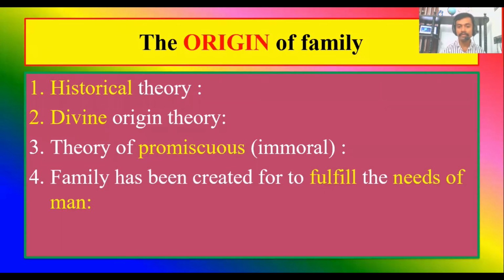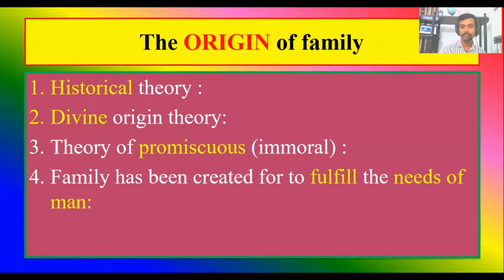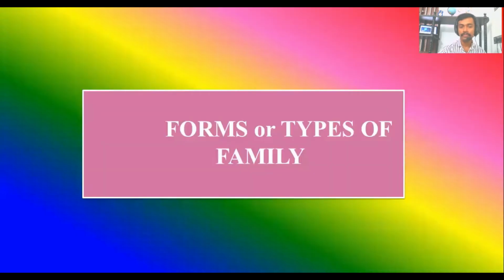Then the next classic explanation about the origin of family is that family was created to fulfill the individual's basic needs, for example, food, water, shelter, and sex and maternity. Then types of family.